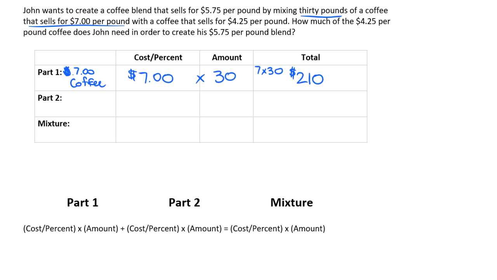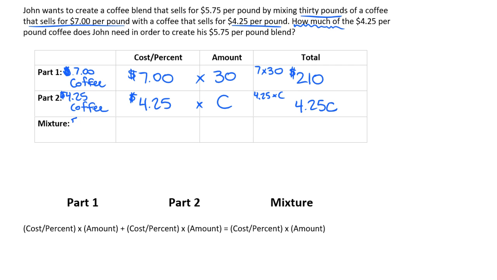Now it says John wants to mix it with a coffee that sells for $4.25 per pound. So our other one is $4.25 coffee. The cost is $4.25. It kind of sounds redundant, but that's just the way we're labeling it. We don't know how much we have of it. It actually asks us how much, so that's usually where we put in our variable. Let's put in C for coffee. So $4.25 times C is just 4.25C.